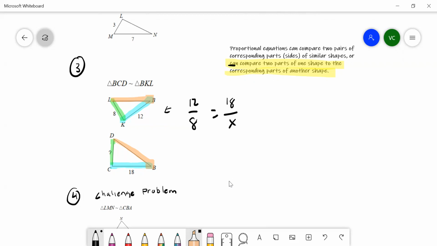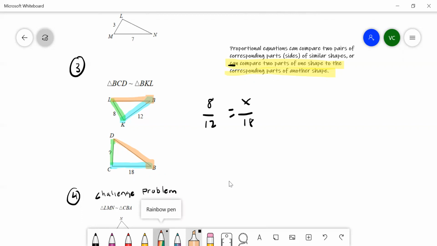Actually, for our sake, let's just fix that up and do it the other way, because on example 1, we had x on the bottom. Let's put x on the top. So let's do green over blue. So we'll have 8 over 12 is equal to x over 18. So now, once again, what are you going to do? Pause the video and try to figure that out.